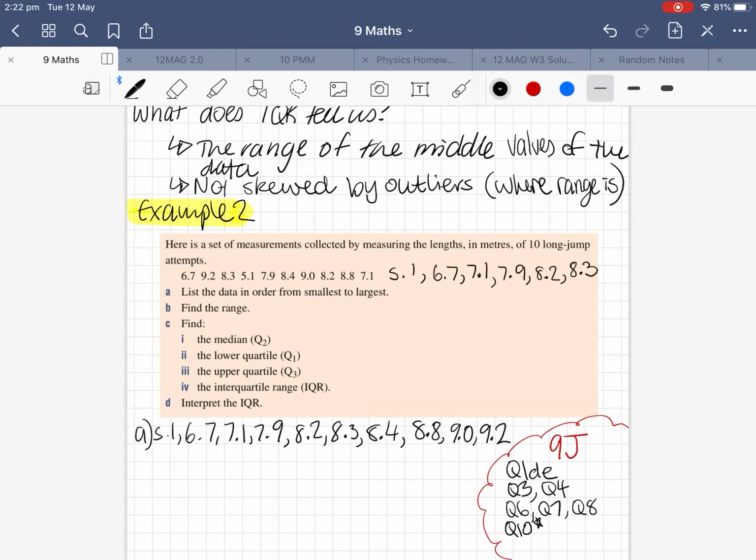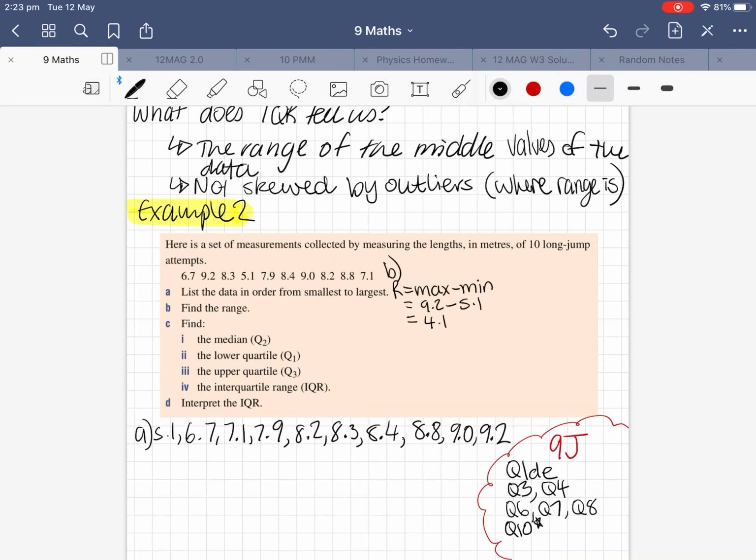Now we want to find the range of this data set. The range of the data set, R, will be max minus min, which is 9.2 minus 5.1, which gives us a range of 4.1. So that's how we would answer B.